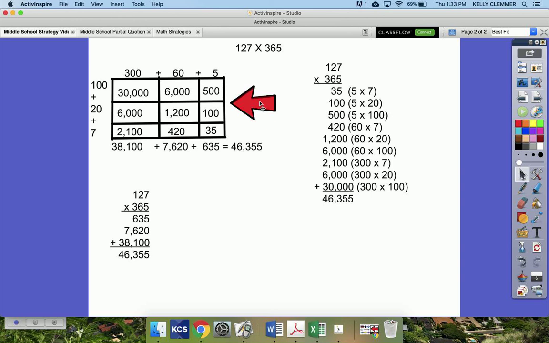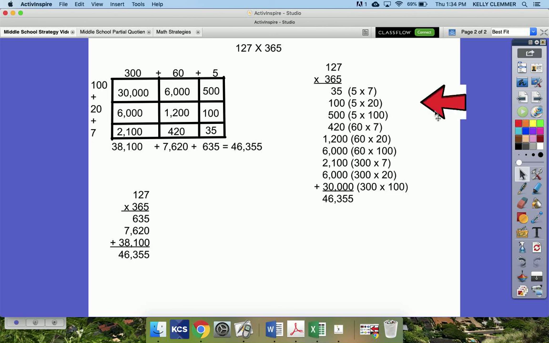Once they actually complete all the boxes of 300 times 100, or 60 times 20, or 60 times 7, they add up all the pieces, all the partial products, and find their total of 46,355. We quickly move students from this method of the area model, that's more visual, to what we would call just the regular partial products method, which you can see here.